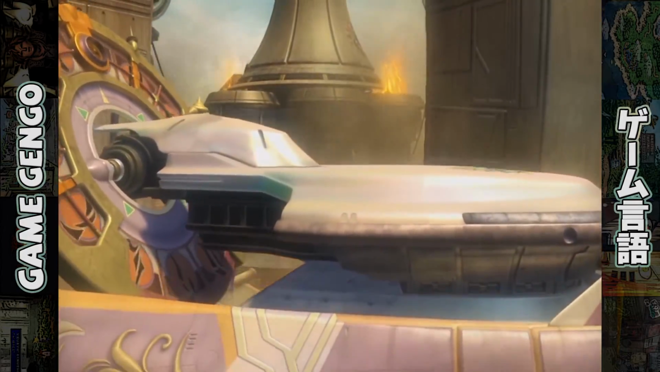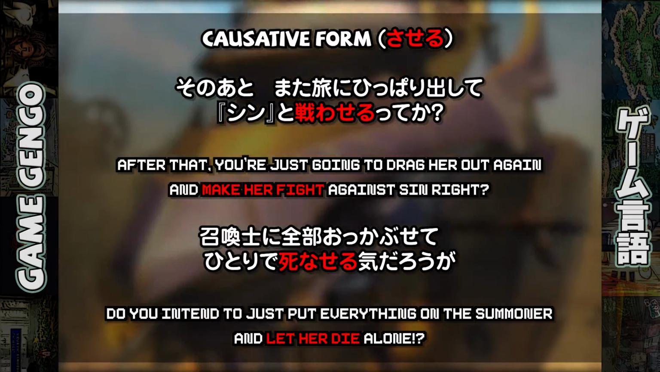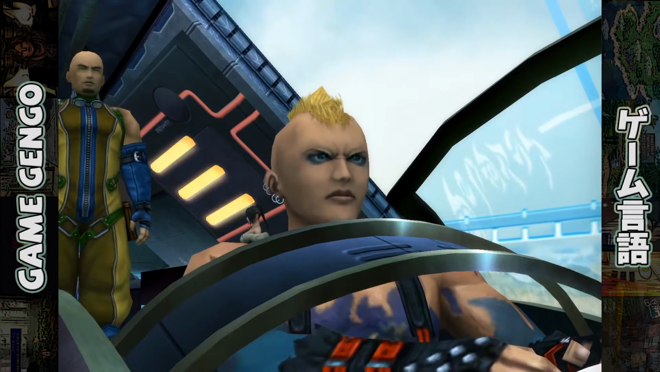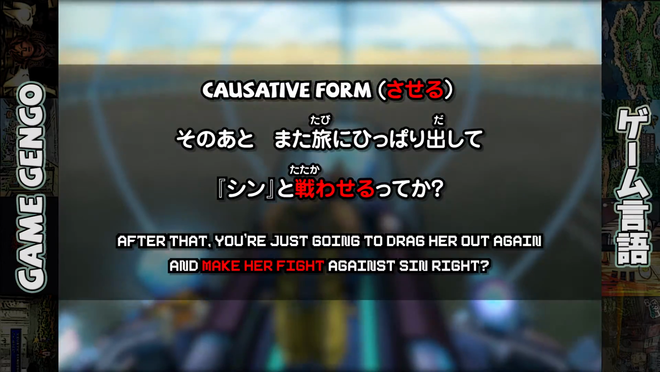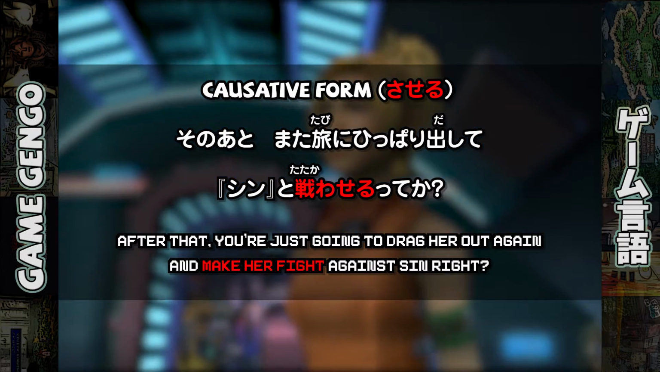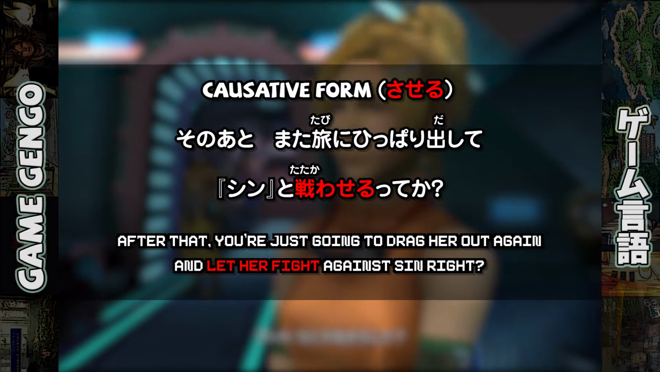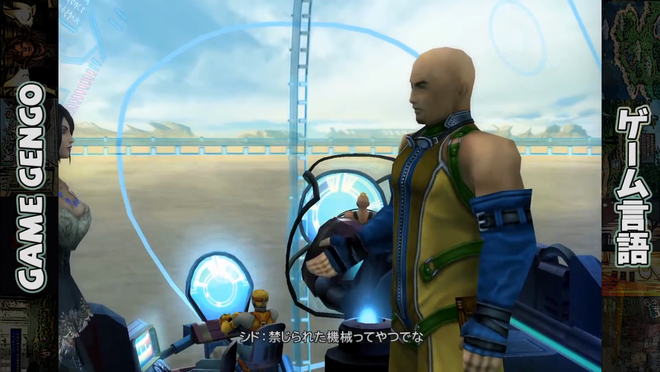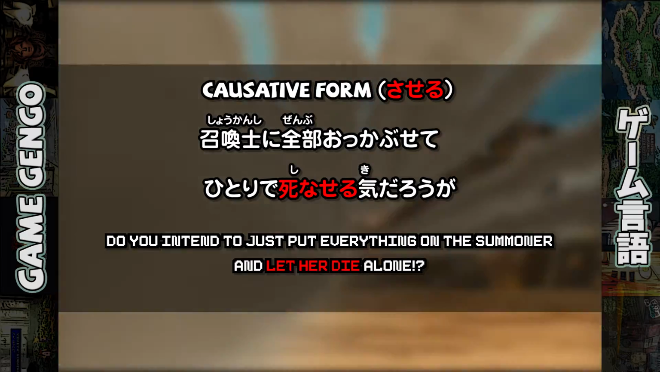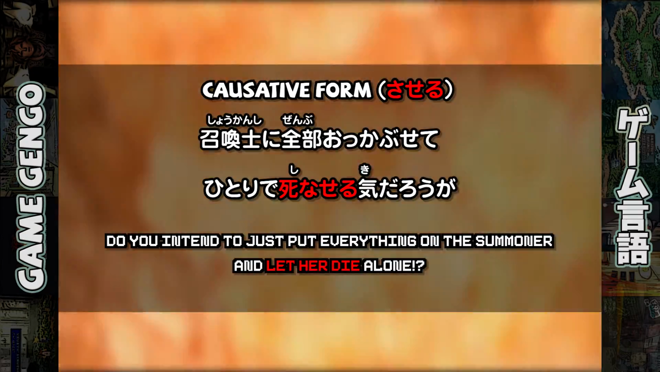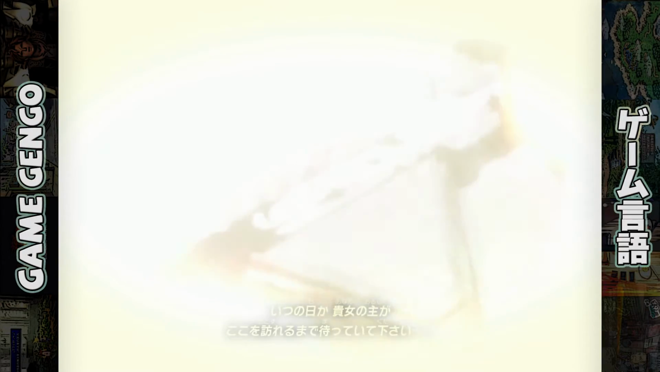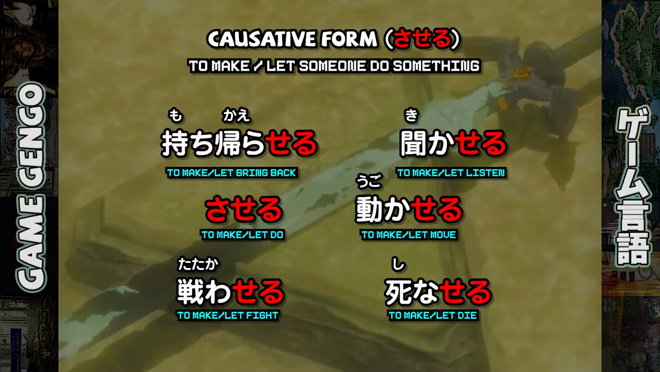So here we can see that make and let can at times be ambiguous. Sometimes the difference is very clear when it's make or let, but other times the two meanings can often be quite similar. Here, where Sid says tatakawaseru, to make fight, it could also just as easily be to let fight, if it was the case that Yuna had the intention to fight anyway. And the same here with hitoride shinaseru, here meaning to make her die alone, but it could also mean to let her die alone. Depending on whether Yuna has the intentions of doing these actions or not, changes whether it's make or let.